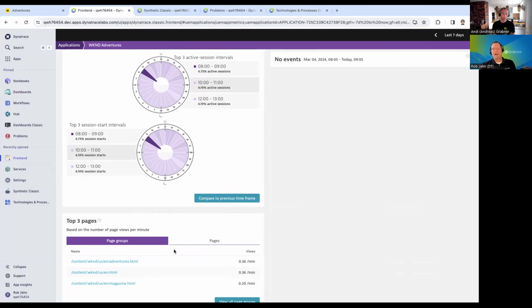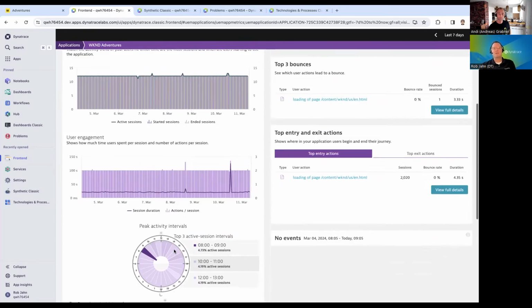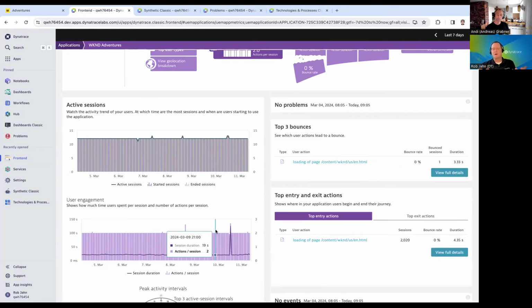So there was nothing really done to do this. We installed the one agent. It automatically is monitoring the applications. All these views and perspectives are automatically populated. And then if you want to, you can drill in to start analyzing it in a custom way.